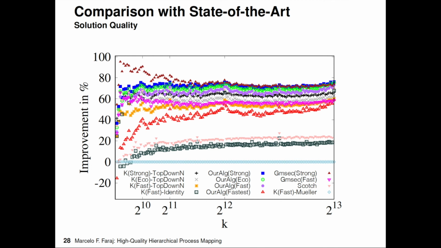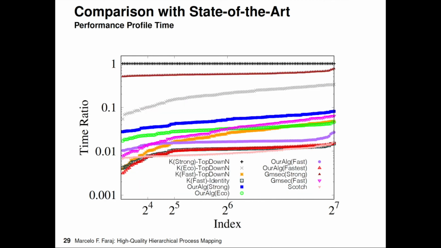On the other hand, look at the fastest version of our algorithm represented in red triangles. Although it is not among the best algorithms, it is certainly much better than Scotch. Now let's look at the performance profile time for the same algorithms. Each algorithm in this chart is represented with the same color it was represented in the previous chart.